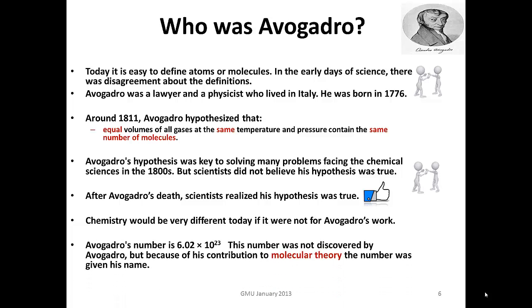Avogadro's number is 6.02 times 10 to the 23rd. This number was not discovered by Avogadro, but because of his contribution to molecular theory, the number was given his name.